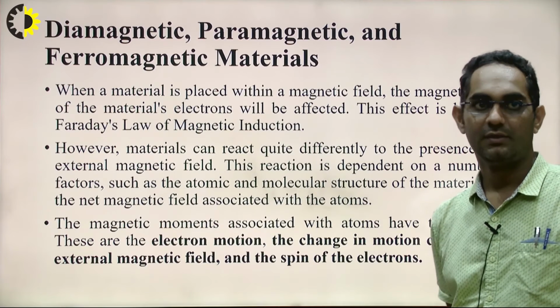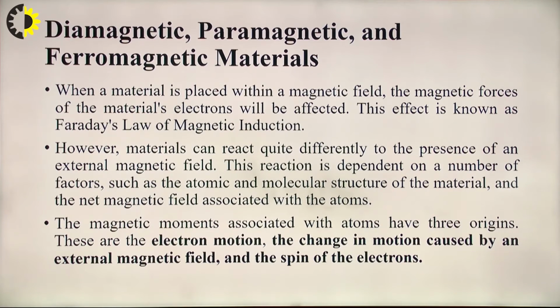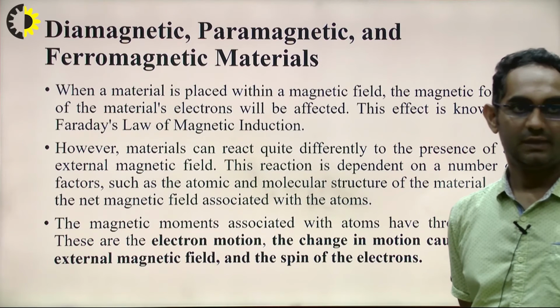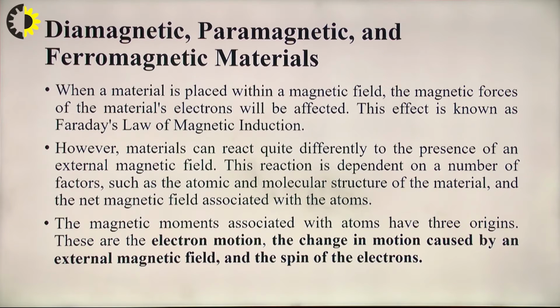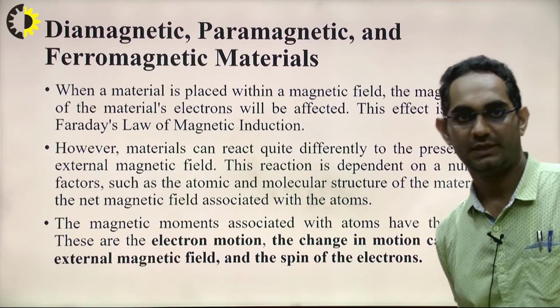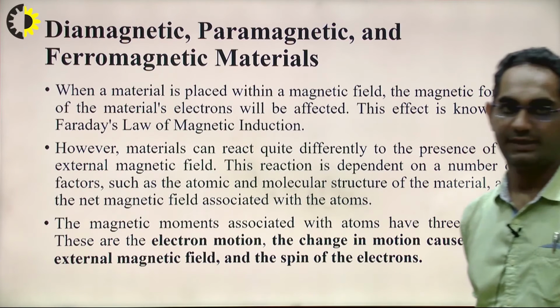However, materials can react quite differently to the presence of an external magnetic field. This reaction is dependent on a number of factors such as the atomic and molecular structure of the material and the net magnetic field associated with the atoms. The magnetic moments associated with the atoms have three origins. These are the electron motion, the change in motion caused by an external magnetic field, and the spin of the electrons.